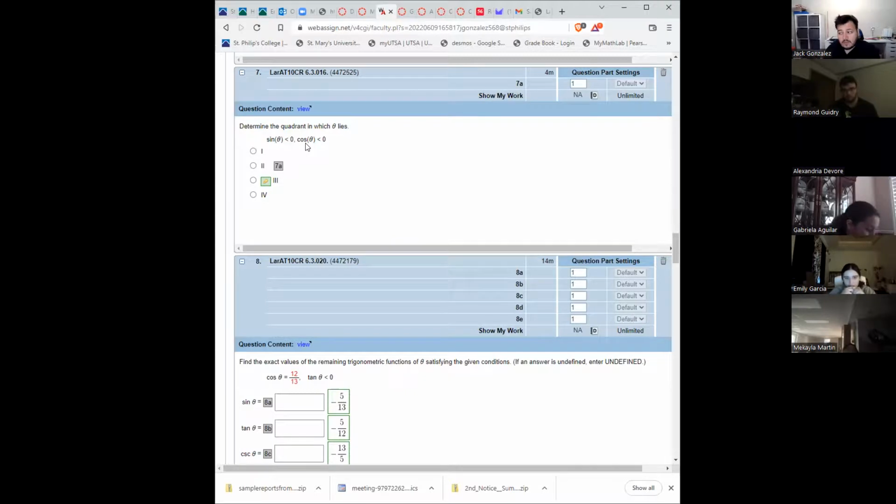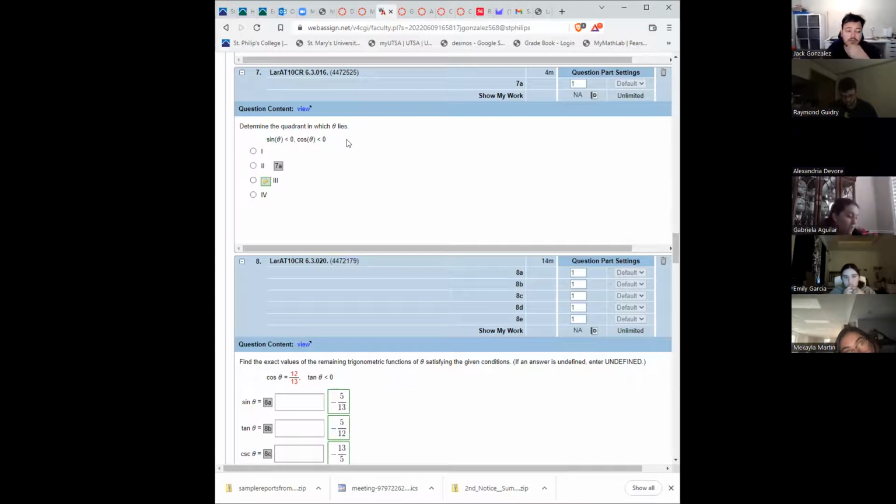And x is negative in quadrant 2 and 3, right? If you notice this right here, it's saying that cosine is less than 0. So cosine is negative. That's what this statement is saying. So that means it has to be either 2 or 3. Then it says that sine is also negative. Well, that means the x and the y are both negative. So it has to be quadrant 3. That's the only place that both x and y are negative.